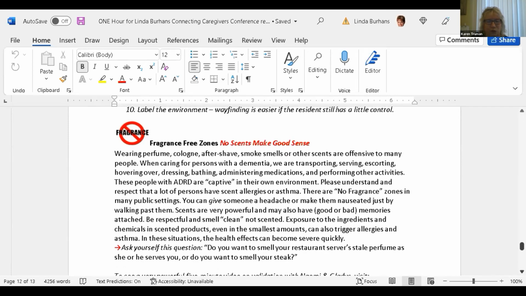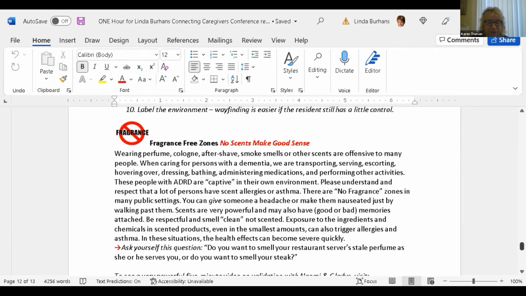Fragrance-free zones, no scents make good sense. We never want to wear any kind of perfume, cologne, or other scents that may be very offensive to people, and we always have to be respectful of that. I have scent allergies. Other people have asthma or COPD, and you're going to trigger something. People think colognes and aftershave are great, but to me, it's poison. And to other people, it might be too.